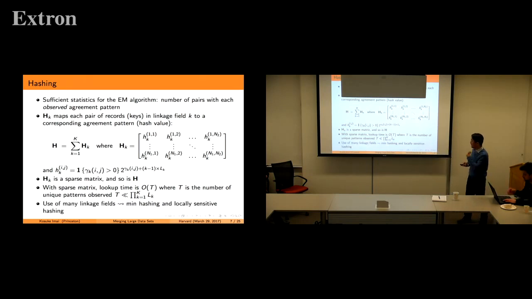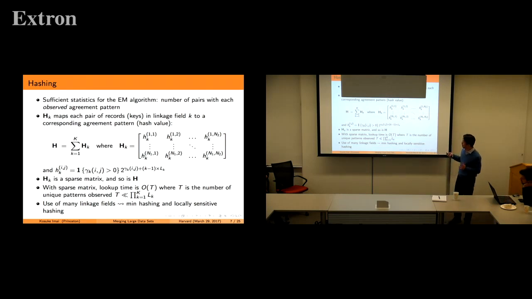Okay, so in our application, the number of linkage fields is like 5 or 6, so we can do this exactly. If you have hundreds of variables that you're going to use to match, which in some cases you might, there's a technique called min hashing and locality-sensitive hashing, which is an approximate technique to do this type of hashing. So if you have that type of situation, you can do this.